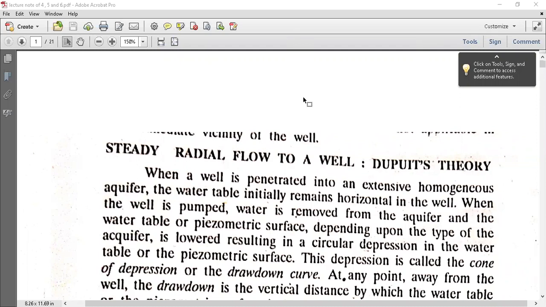Good morning, students. Today I will start my fourth lecture on subject C701 Environmental Engineering. The topic will be the groundwater source. We have two sources of water: one is the groundwater, and the other is the surface water. Today, the topic I will discuss is the groundwater.